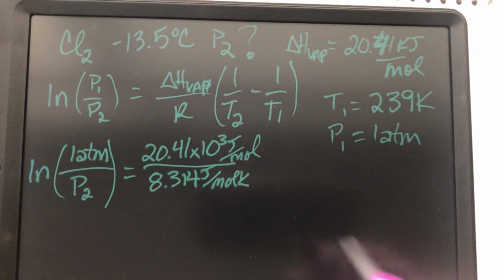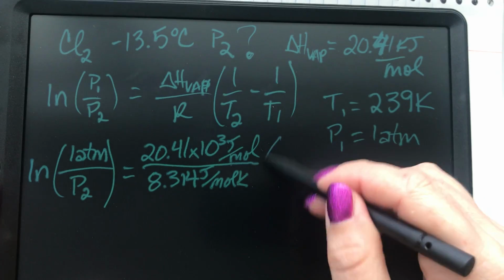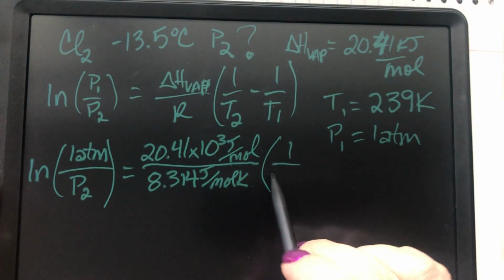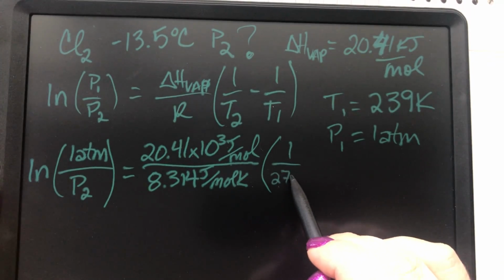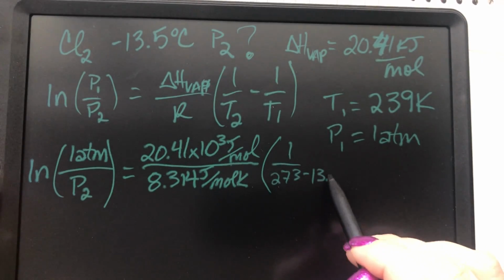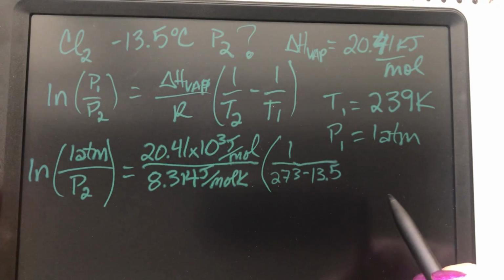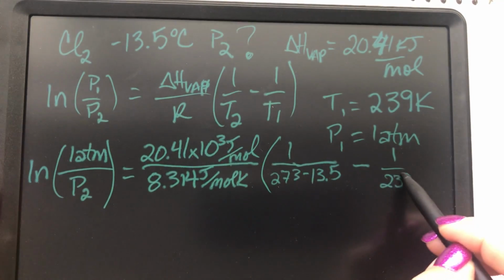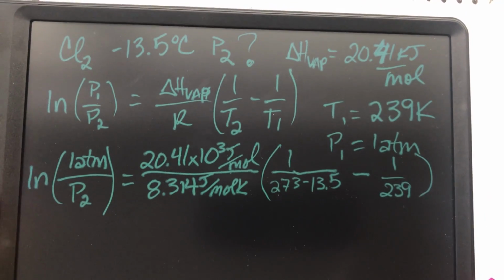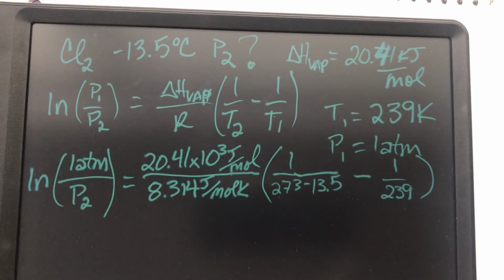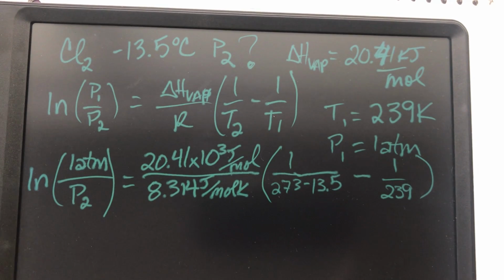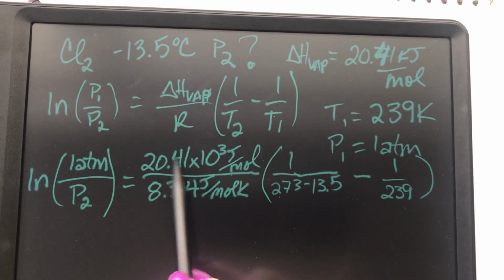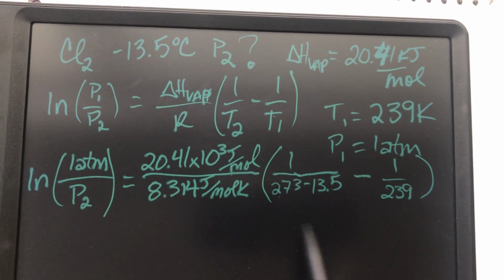Yes. Cool. All right. And then we'll have 1 over T1 is going to be 273 minus 13.5, right? Minus 1 over 239. Right? All right, guys. So I need your help. Can you calculate this whole thing for me?